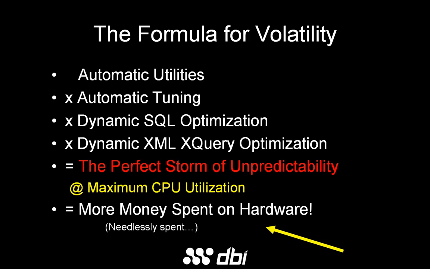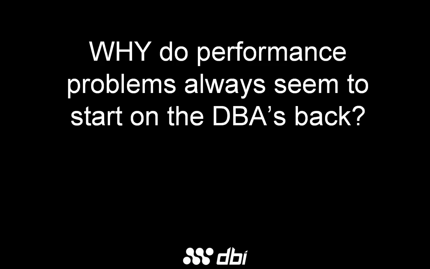This is the formula for volatility. We begin with automatic utilities multiplied by automatic tuning, multiplied by dynamic SQL optimization, multiplied by dynamic XML query optimization. This equals the perfect storm of unpredictability at maximum CPU utilization, which means you're going to needlessly spend more money on hardware than you need to.